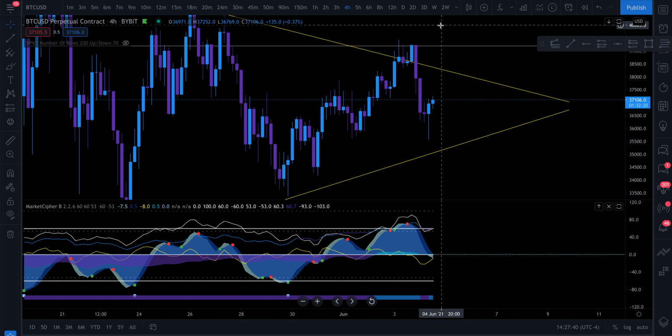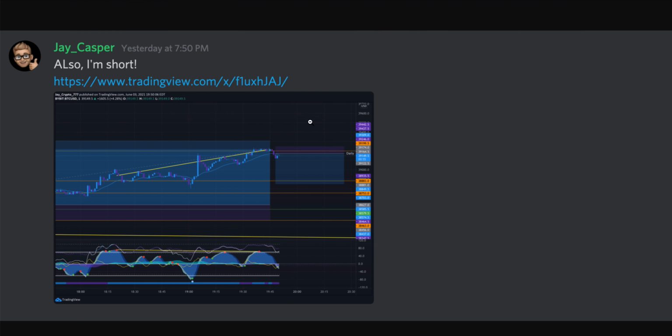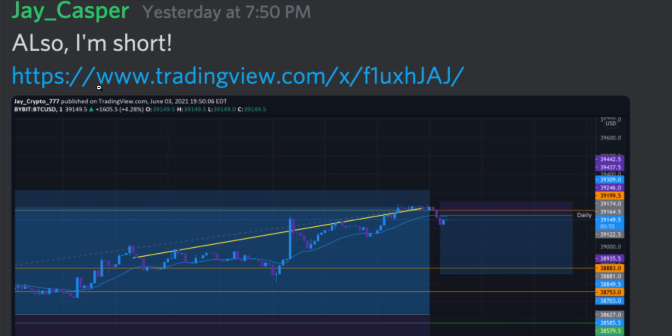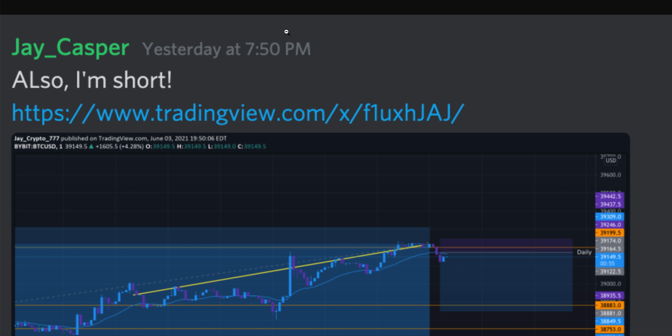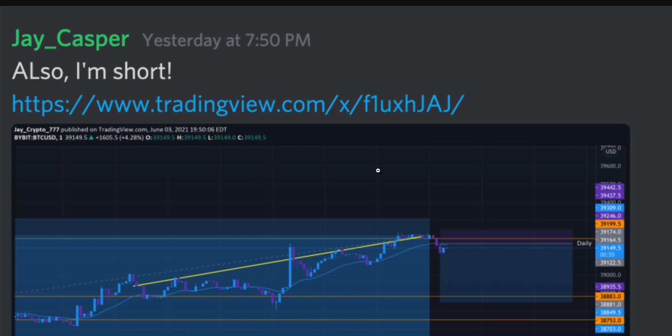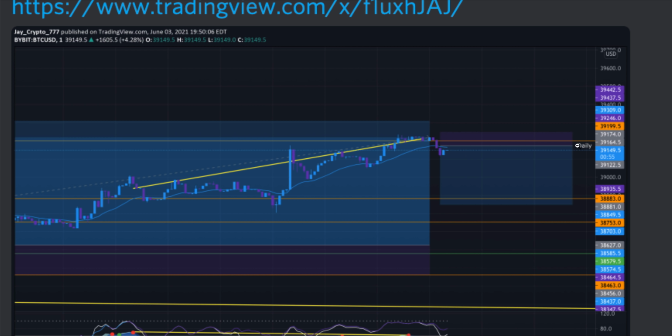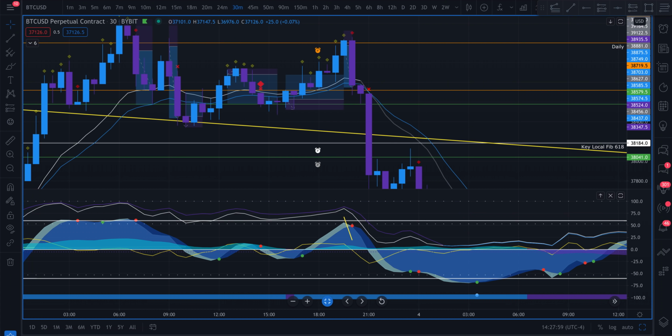And just to prove to you guys that I did take these trades, over here in my Discord, I have a screenshot from yesterday at 7:50 p.m. Eastern New York City time. This is before Elon Musk tweeted. I posted in the chat, hey guys, I'm going short right here. 39,164 was my entry. This is still the trade right here, posted here.